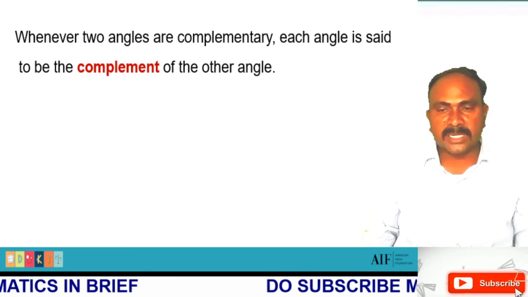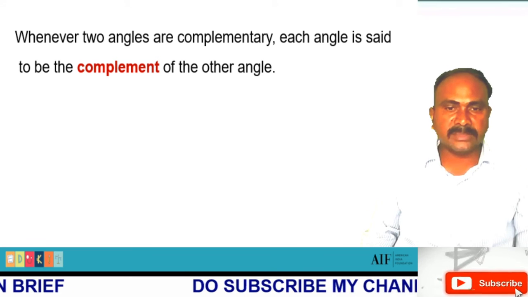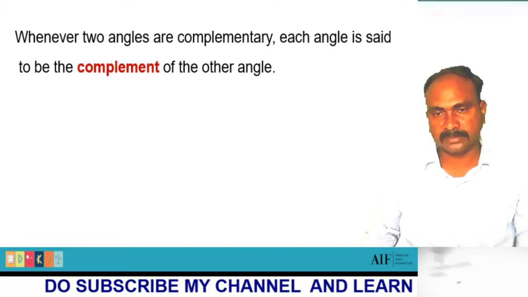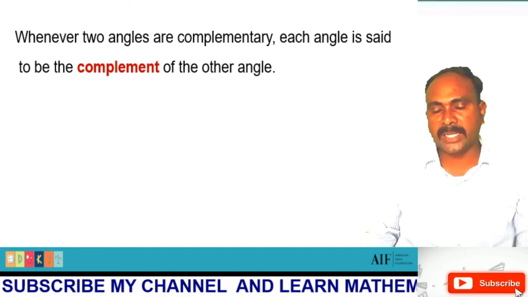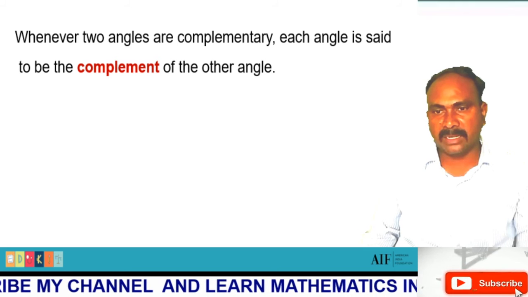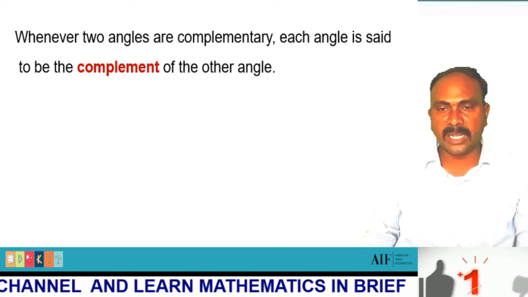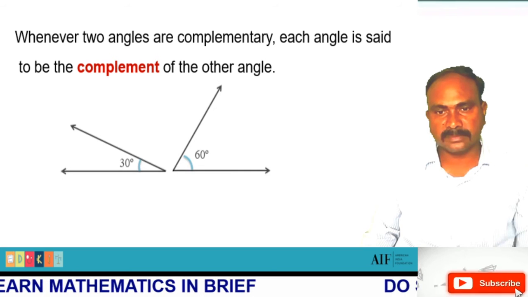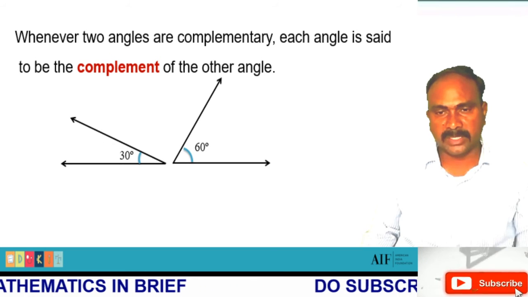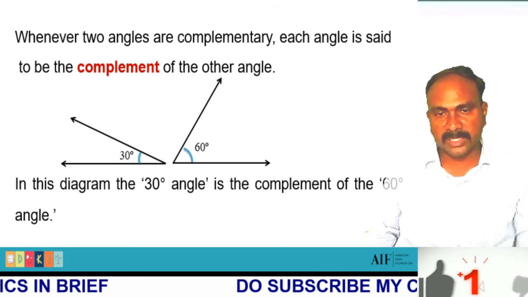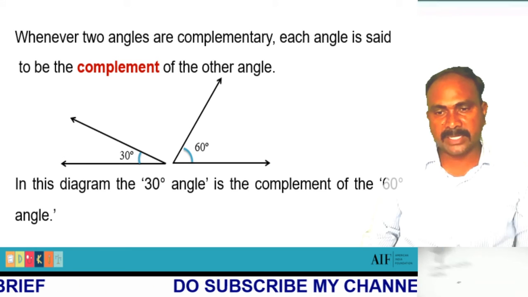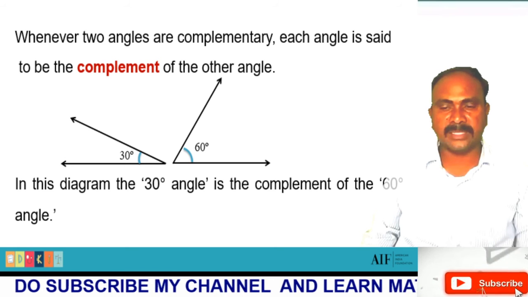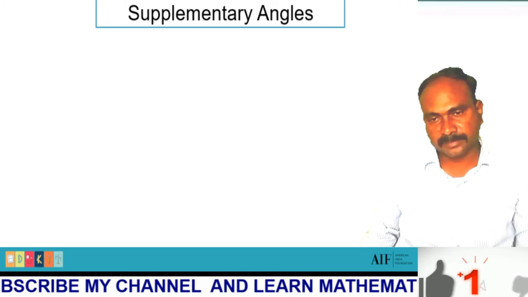Whenever two angles are complementary, each angle is said to be the complement of the other angle. Here 30 degrees and 60 degrees. In this diagram the 30 degrees angle is the complement of the 60 degrees angle, and the 60 degrees angle is the complement of the 30 degrees angle.